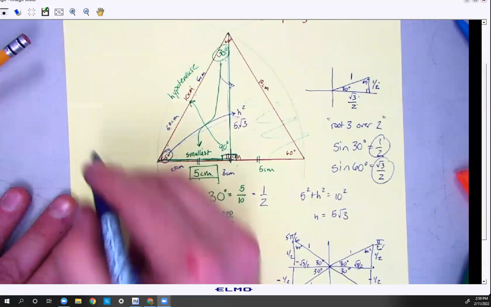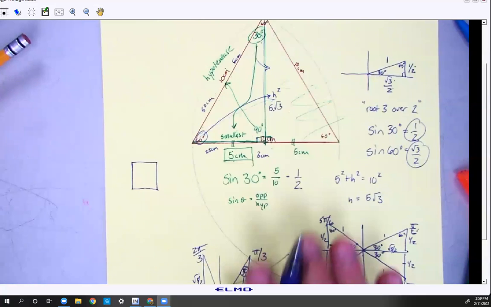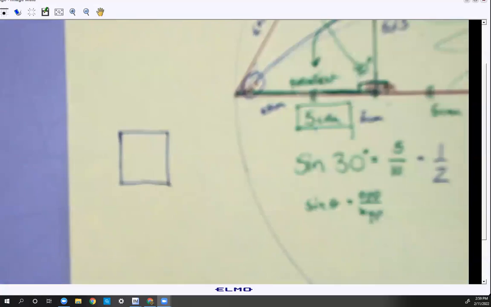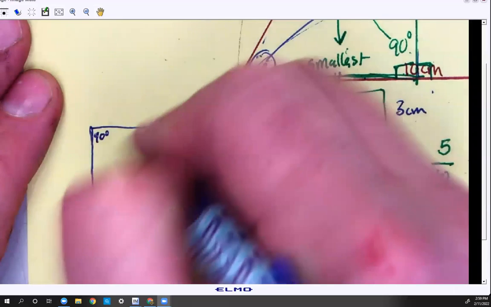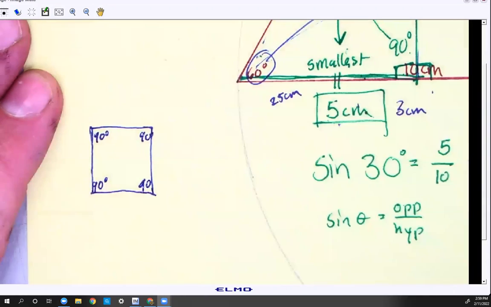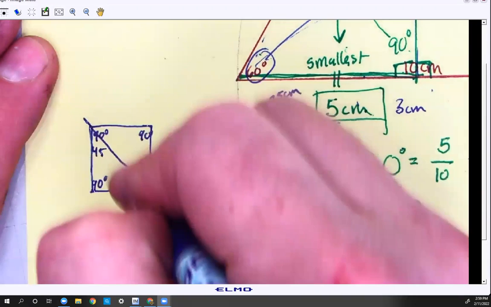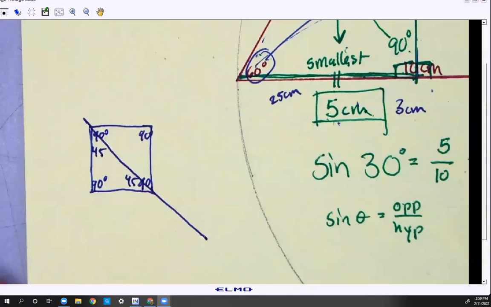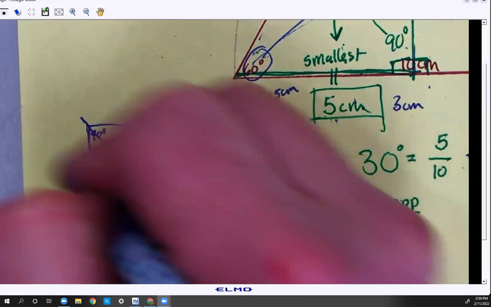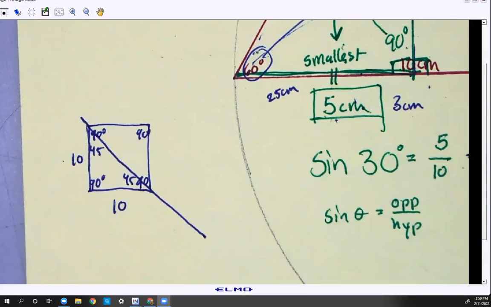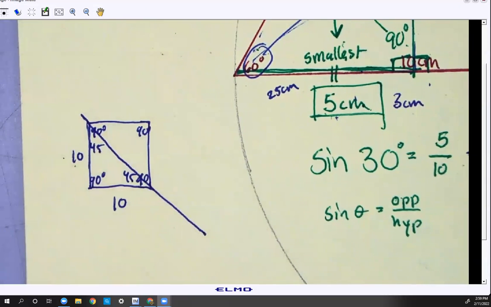If you wanted to talk about a 45, 45, 90 triangle, then you start with a square. This is where 45, 45, 90 triangles come from. In a square, all the angles are 90 degrees, and when you cut that square in half, you create a 45, 45, 90 triangle. Now, what's cool about a square is if this is 10, then this has to be 10. And so the side opposite 45 degrees is the same as the side adjacent.